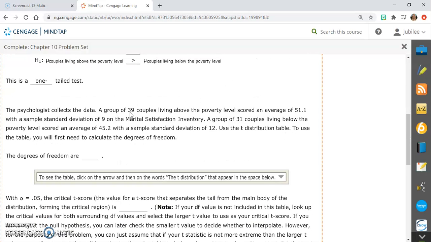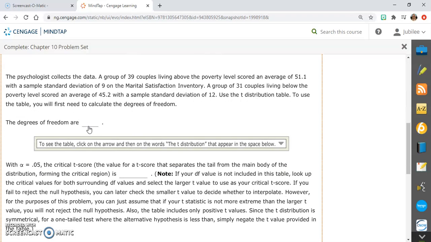So the psychologist collects the data: a group of 39 couples living above poverty level, and a group of 31 couples living below poverty level. So for the degrees of freedom, remember that I have to combine my two groups. My first group has degrees of freedom of 38, and my second group has degrees of freedom of 30, because it's n minus 1. So it's 38 plus 30, which gives me a total degrees of freedom of 68.